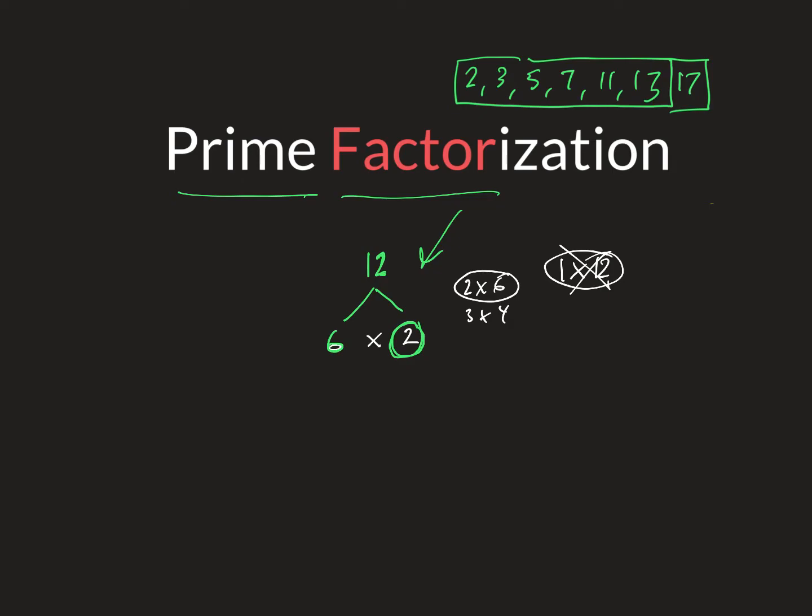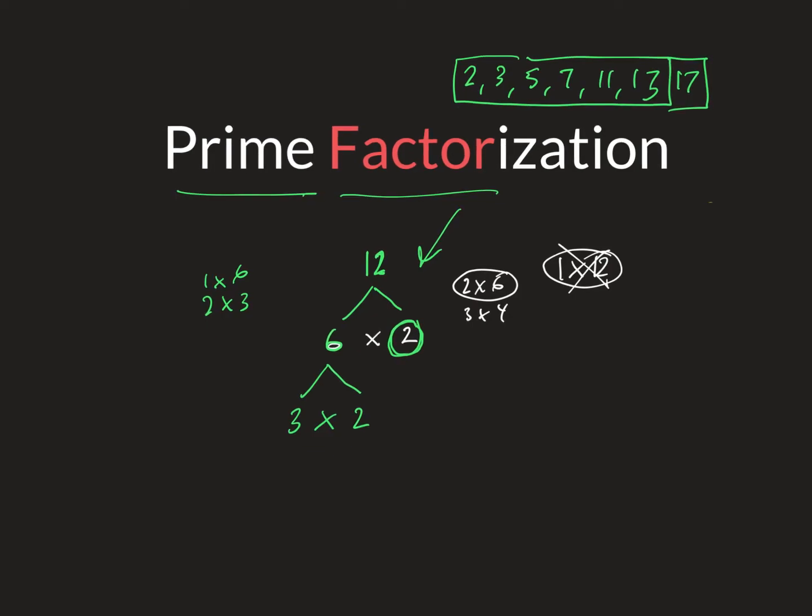What two numbers can I multiply to get 6? Pick any two numbers. Well, guess what? 2 times 3, that's all you get, right? Because we are not allowed to use 1 times 6. So 2 times 3 or 3 times 2, I'll do 3 times 2. Now, next step before we continue, circle your primes.